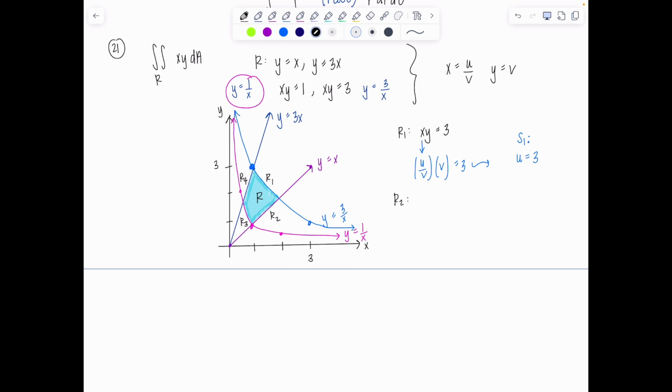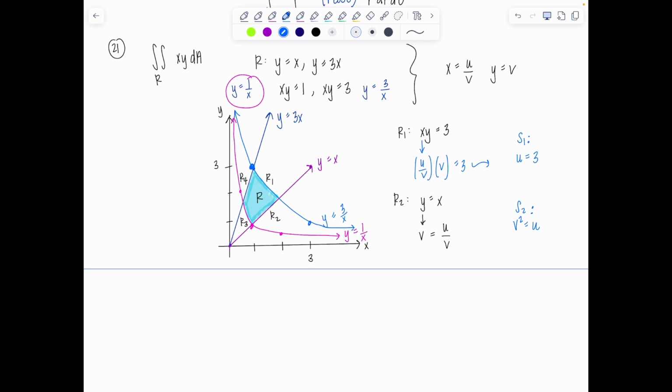What's R2? y equals x, right? So y is v, and x is u over v. So what does this give me? Good. v squared equals u. This is S2. Now, the u-axis goes in the direction the x-axis is, and the v-axis is in the direction the y-axis is. Always alphabetical order. So this is kind of like a parabola y squared equals x, opening up to the right.